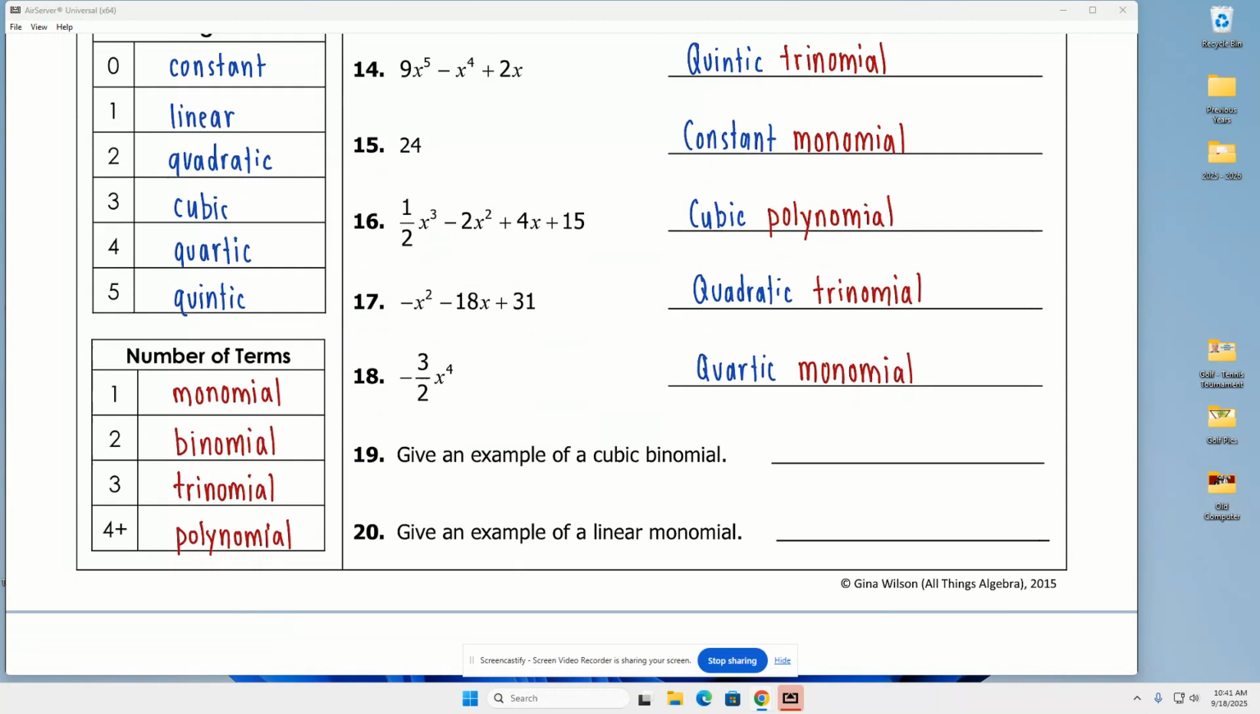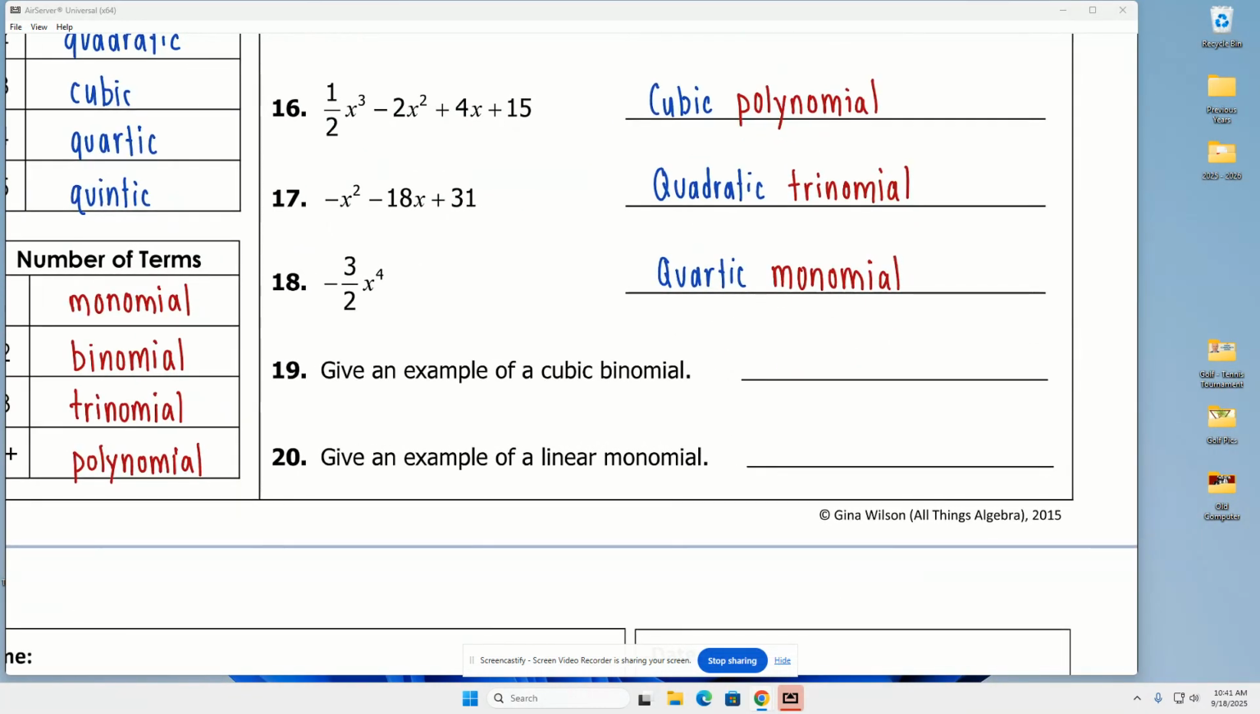So to finish off this lesson, they want me to give them an example of a cubic binomial. So let's start with the part that's first, cubic. Cubic means what, y'all? Your biggest exponent has to be 3. So somebody give me a term that has x cubed as your biggest exponent. 4x cubed.